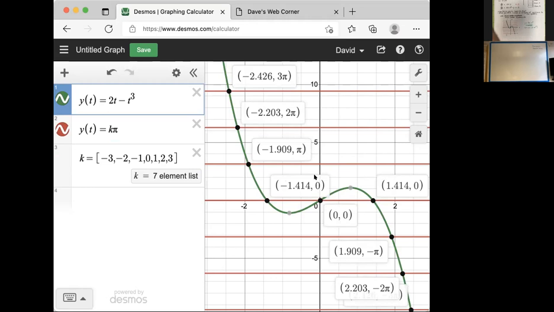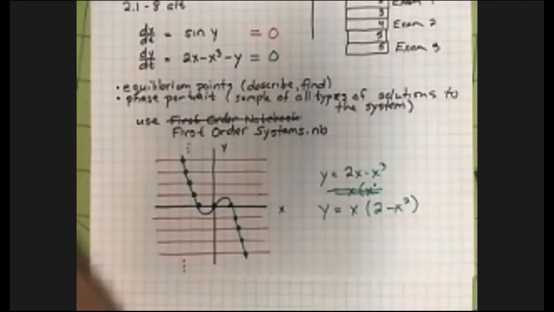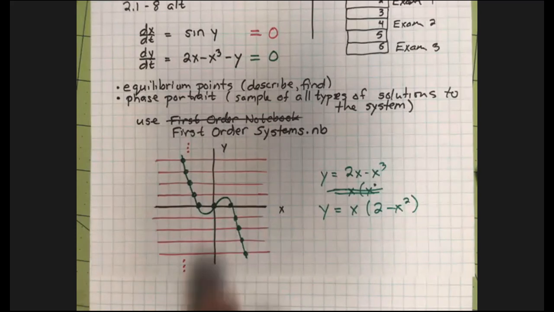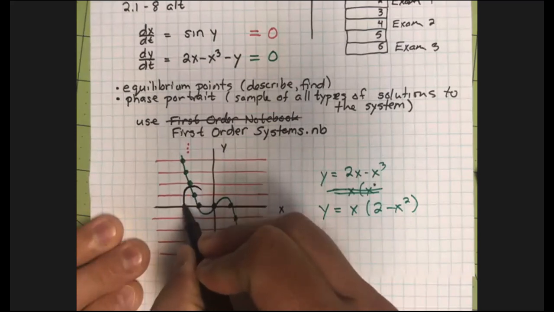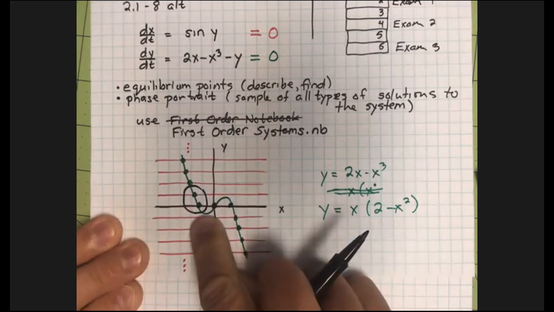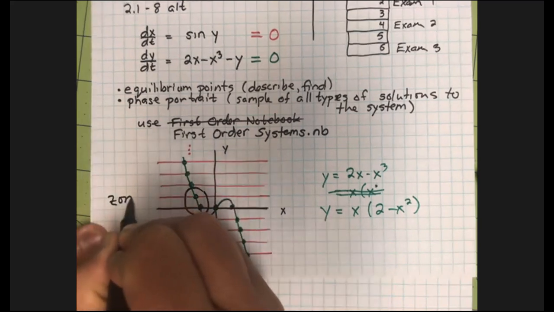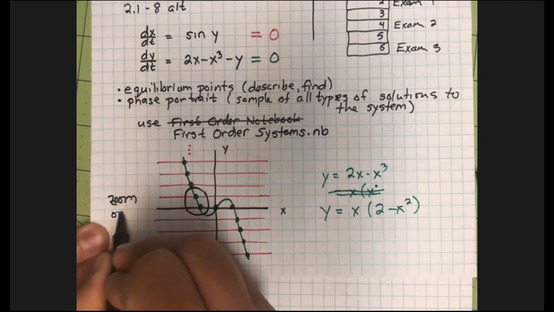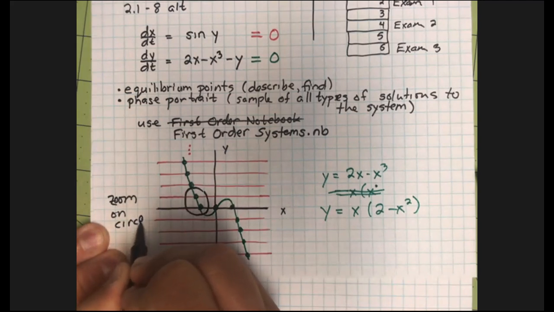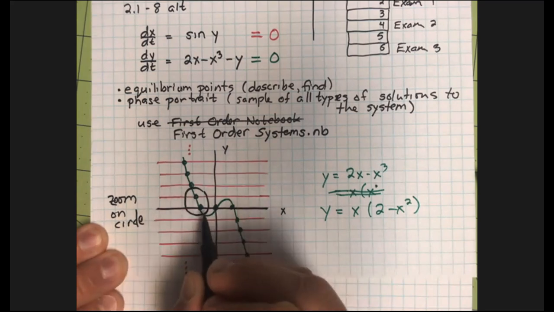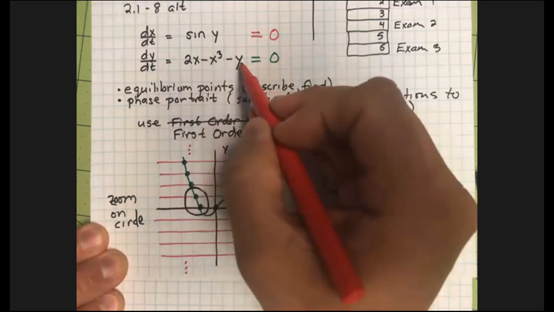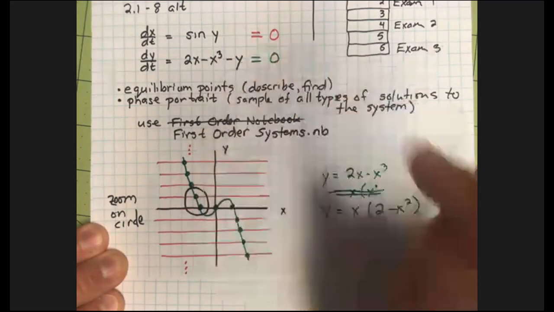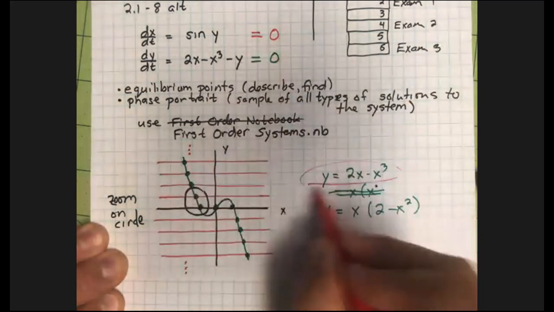Now let's think about this qualitatively. And I'm going to go back to my paper, a super zoom on a small portion of this graph. I want to do a super zoom on that circle. I'm going to have to go to another page to do it, of course. But before I do it, let's pay attention to sine, and let's pay attention to this cubic. This cubic is y equals 2x minus x cubed.